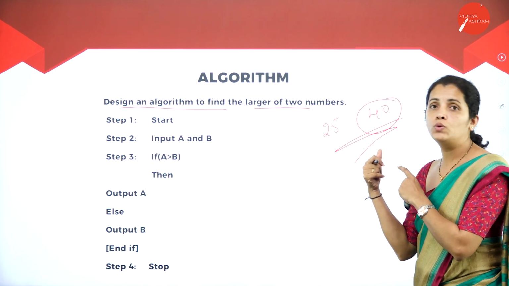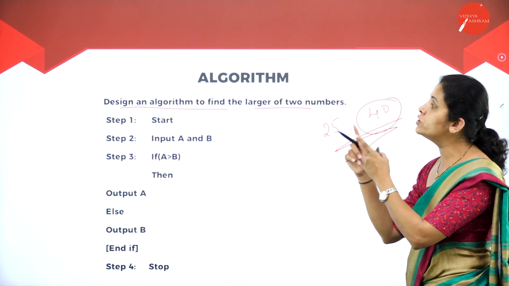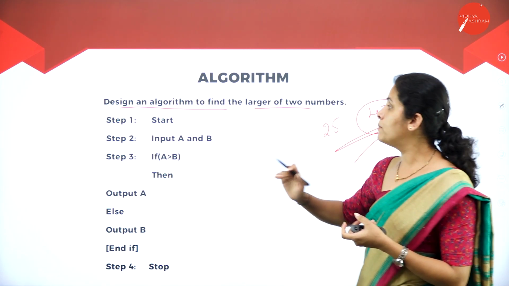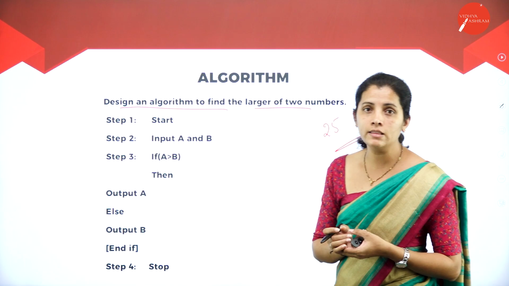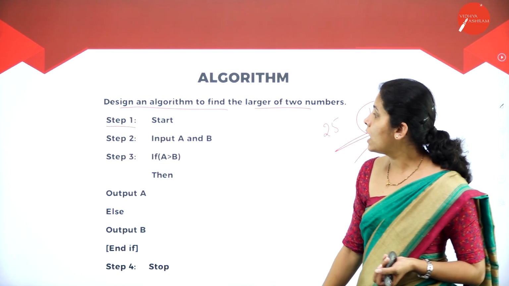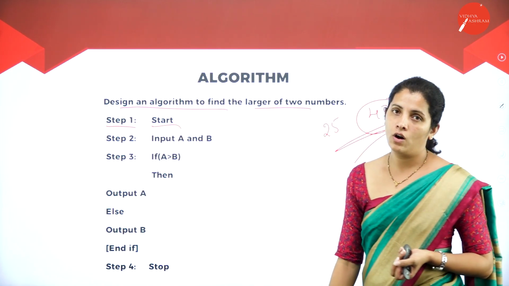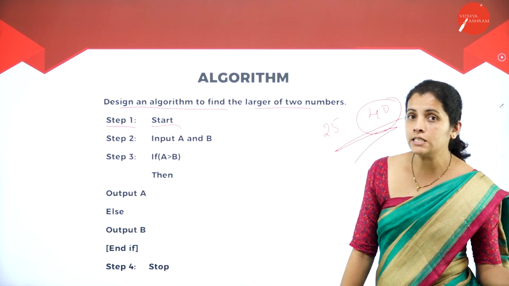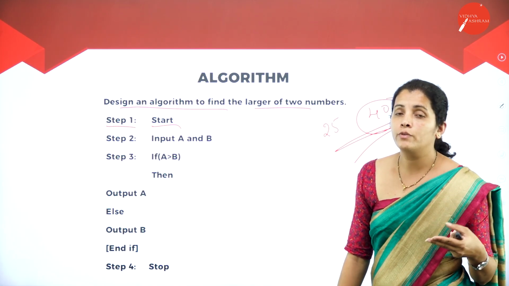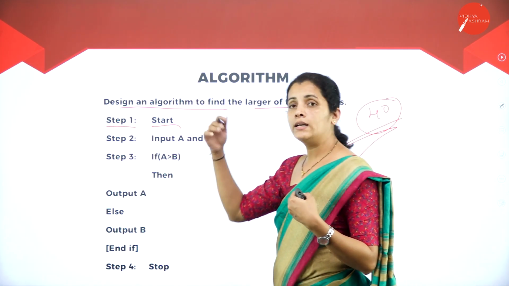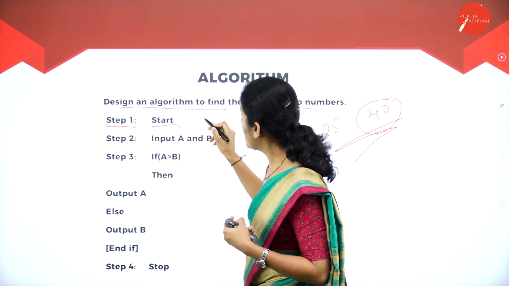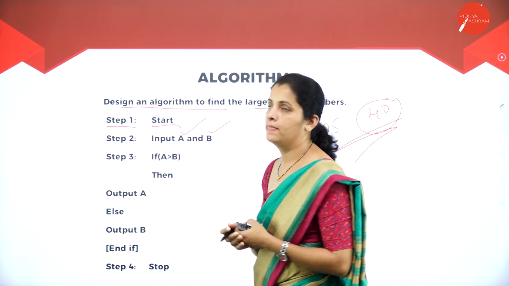Now what I want to do? I want to convert this solution into my algorithm. So at the beginning, what I will do? I'm going to start my algorithm. For that reason, I'm going to have step 1 and I'm going to start my algorithm. Then what is my next step? I'm going to read the input. From where? From the keyboard. So what are the different input? That is two different input, say A and B.